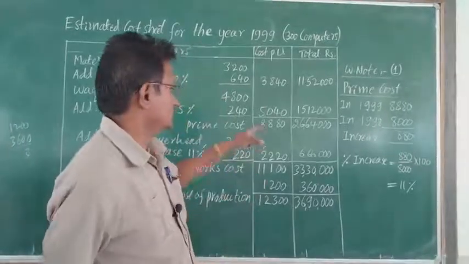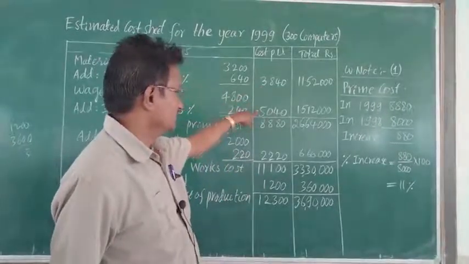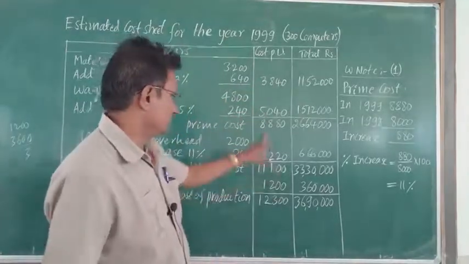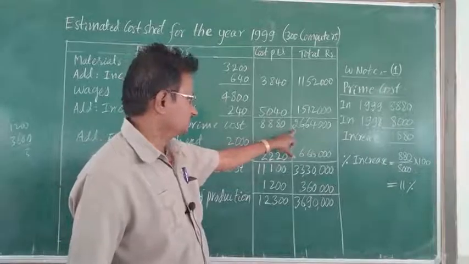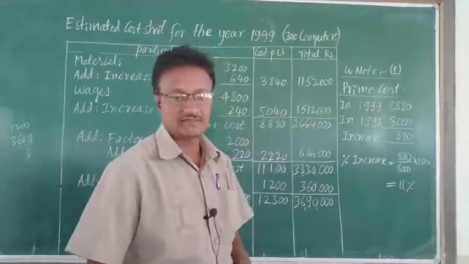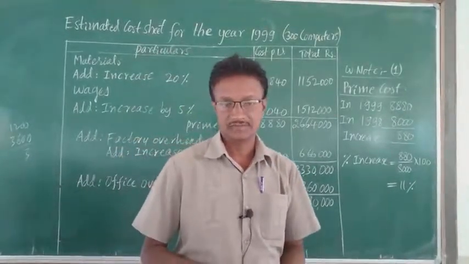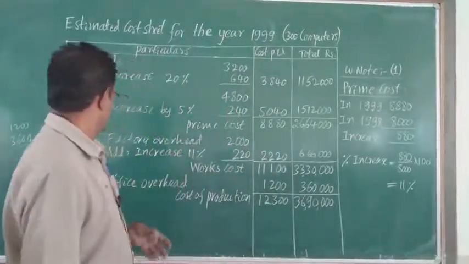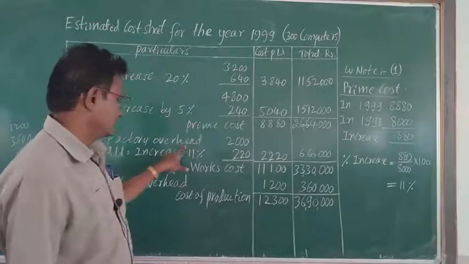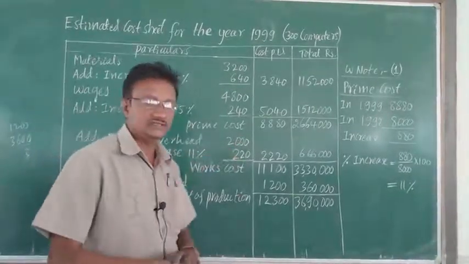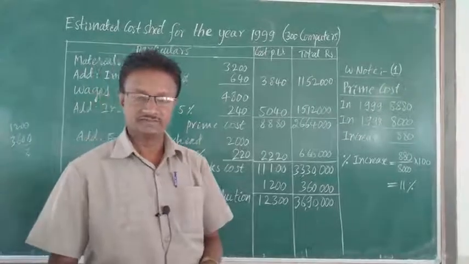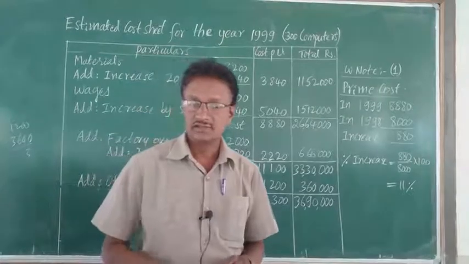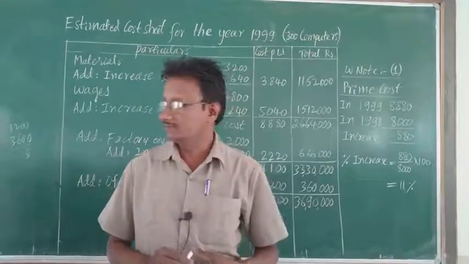We have to make the total of material and wages. The combined cost of materials and wages is 8,880 per unit, and the total cost is 26,64,000. Next, we have to add factory overhead. In actual costing, factory overhead is 2,000 per unit, and here also factory overhead changes according to the instructions in the problem.